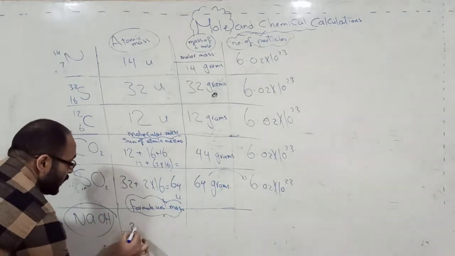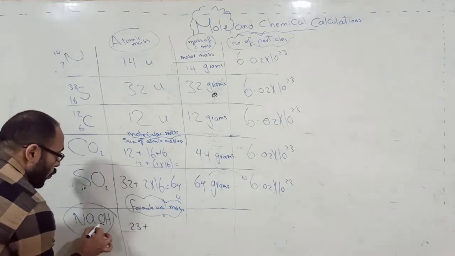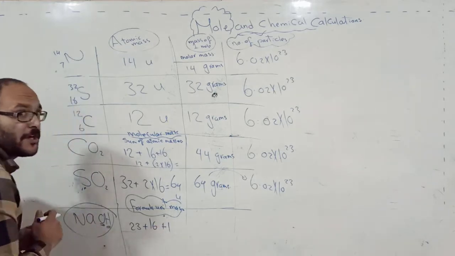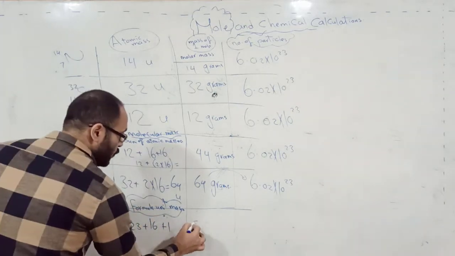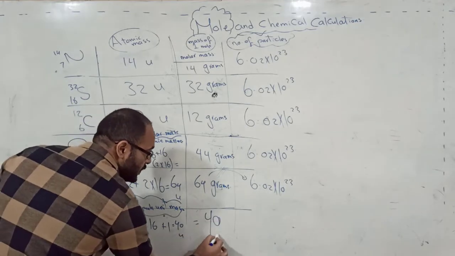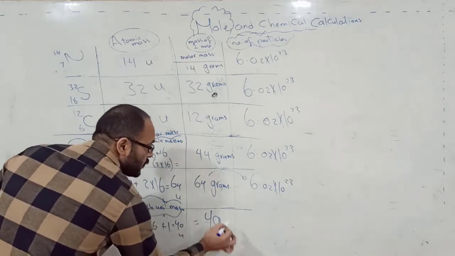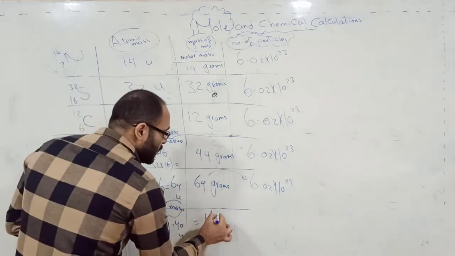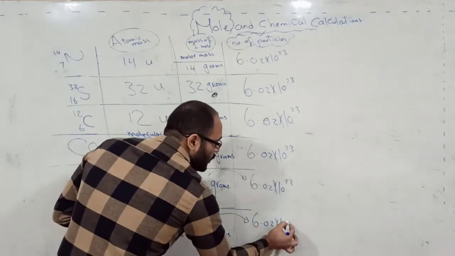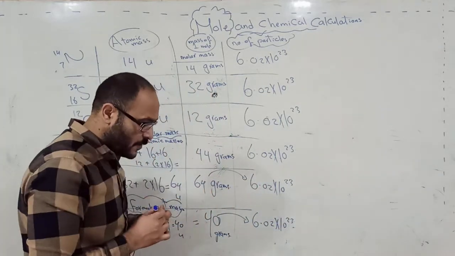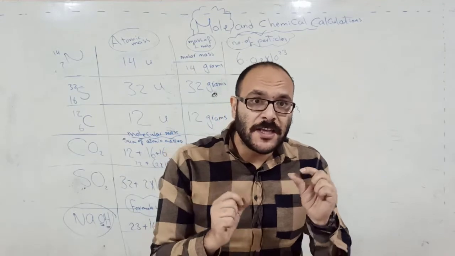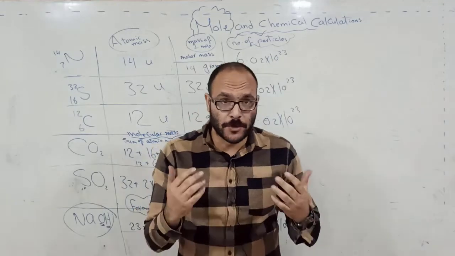Na equals 23, plus 1 O equals 16, plus 1 H equals 1. So we got 40 units, or 40 grams if we're talking about 1 mole. And if we count the number of particles, they will be 6.02 times 10 to the power 23. Okay, now we will make the rules used in solving problems.